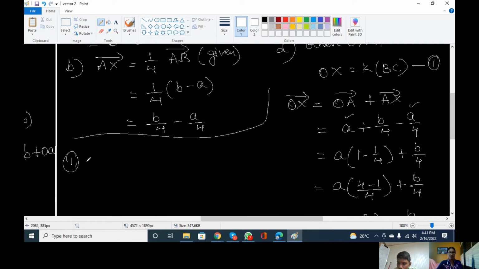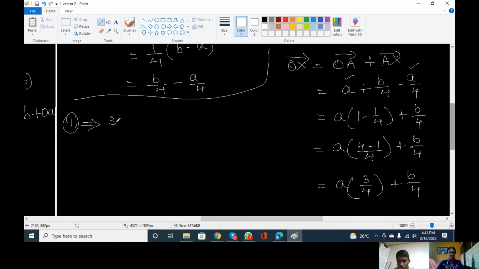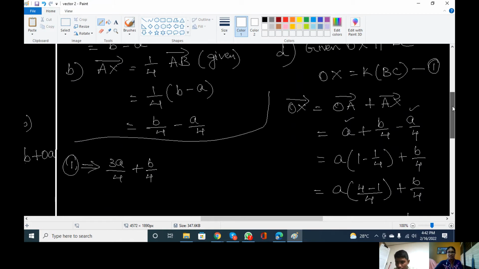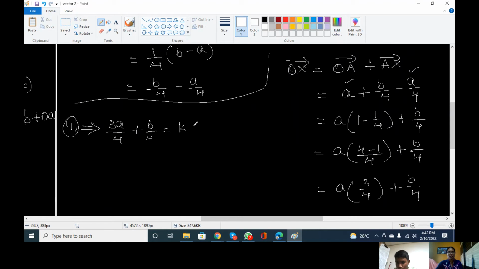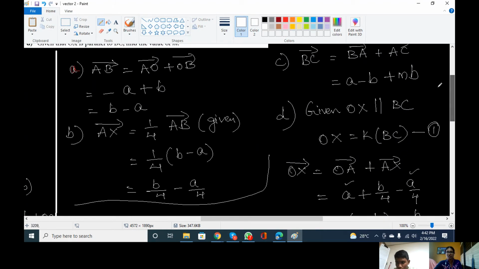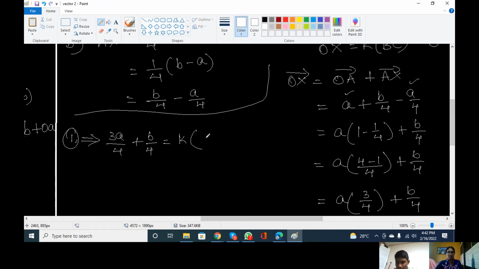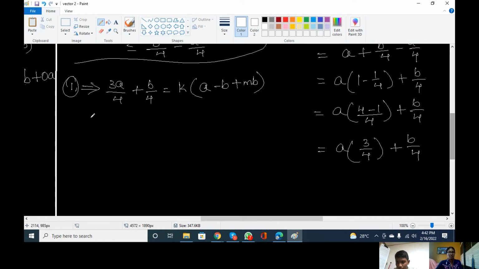So now we can just substitute OX and BC values in this equation 1. OX value is 3a over 4 plus b over 4. That is equal to k times BC. BC vector is a minus b, here also a minus b plus mb. So 3a over 4 plus b over 4 is equal to ka minus kb plus kmb.